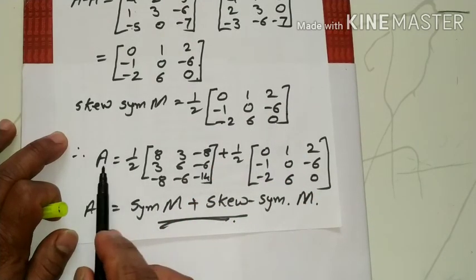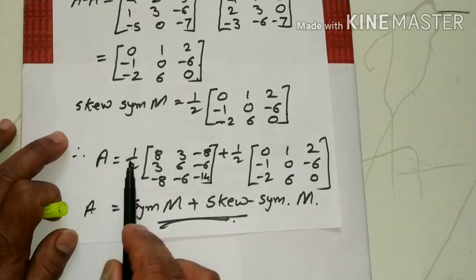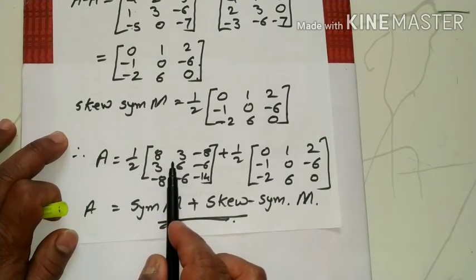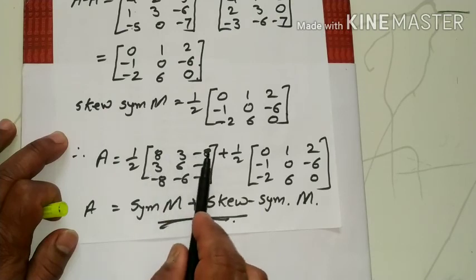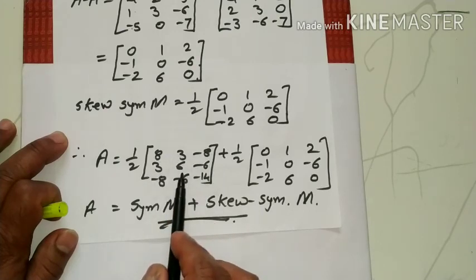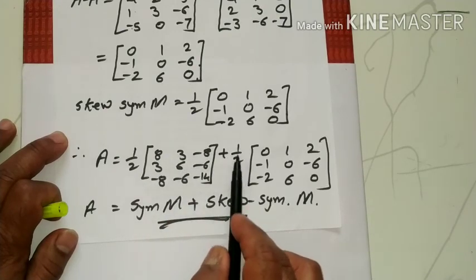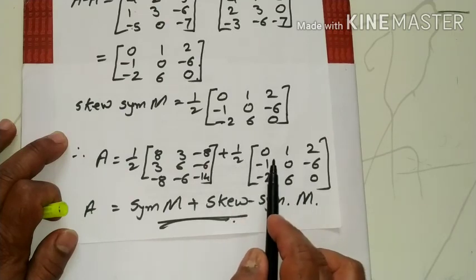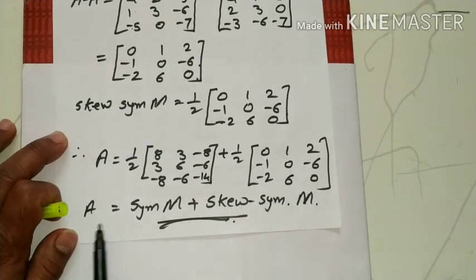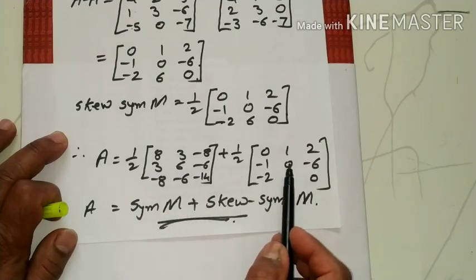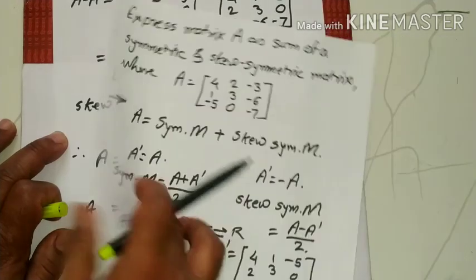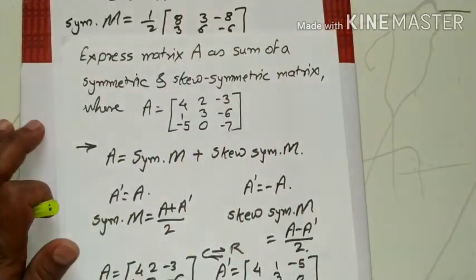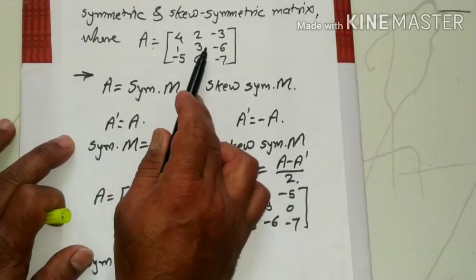Then matrix A is equal to 1 upon 2 into sum of matrix and its transpose plus 1 upon 2 into difference of matrix and its transpose. Therefore, any square matrix is the result of symmetric matrix and skew symmetric matrix. Means when we solve this part, we again get the value of matrix A.